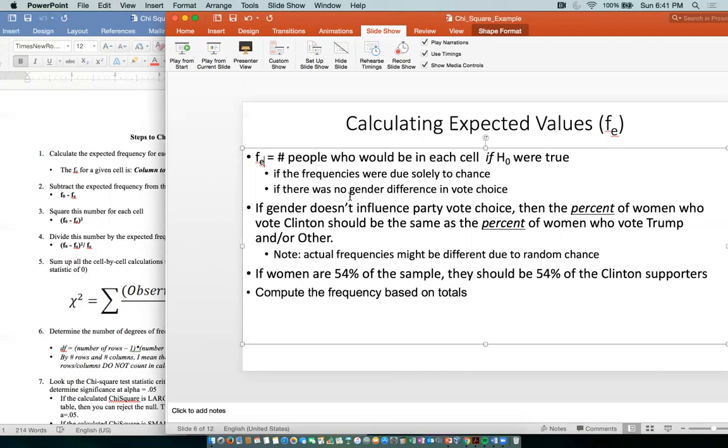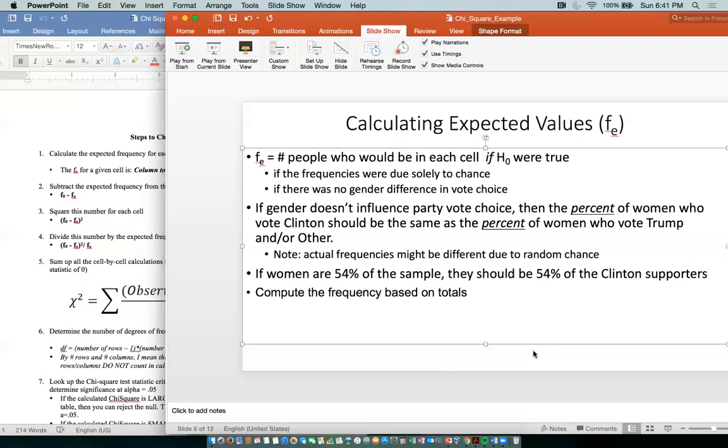So logically here, if gender doesn't influence party vote choice, then the percent of women who vote for Clinton should be the same as the percentage of women who vote for Trump and other. Now, keep in mind the actual frequencies might be slightly different here simply due to random chance. But let's walk through this logic a little more. So I said that 54% of my sample were women. That means of the people who voted for Clinton, 54% of them should be women as well. If I look at my Trump voters, 54% of them should be women as well. Same with other voters, 54% of them should be women.